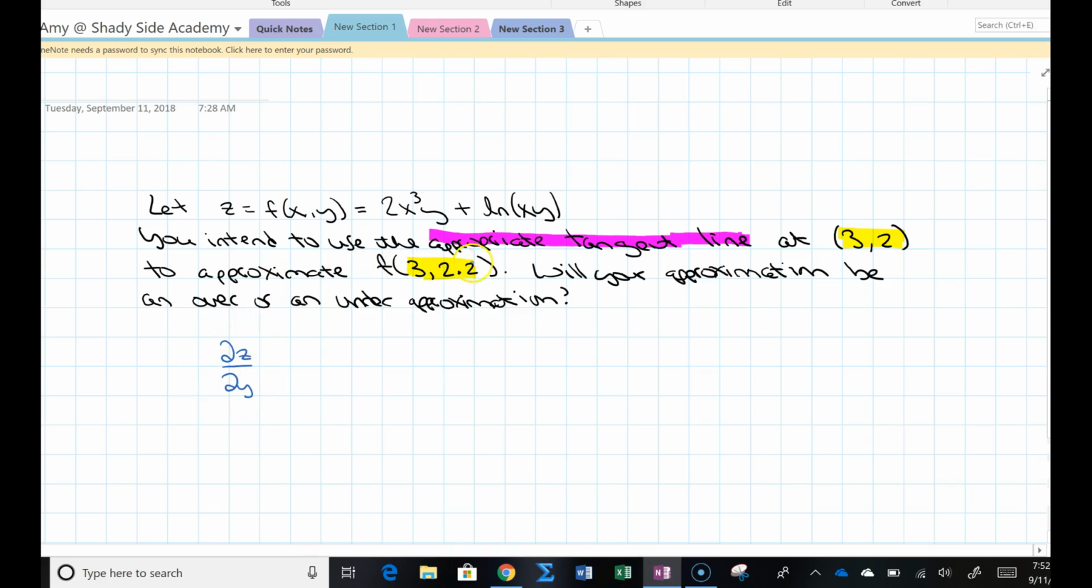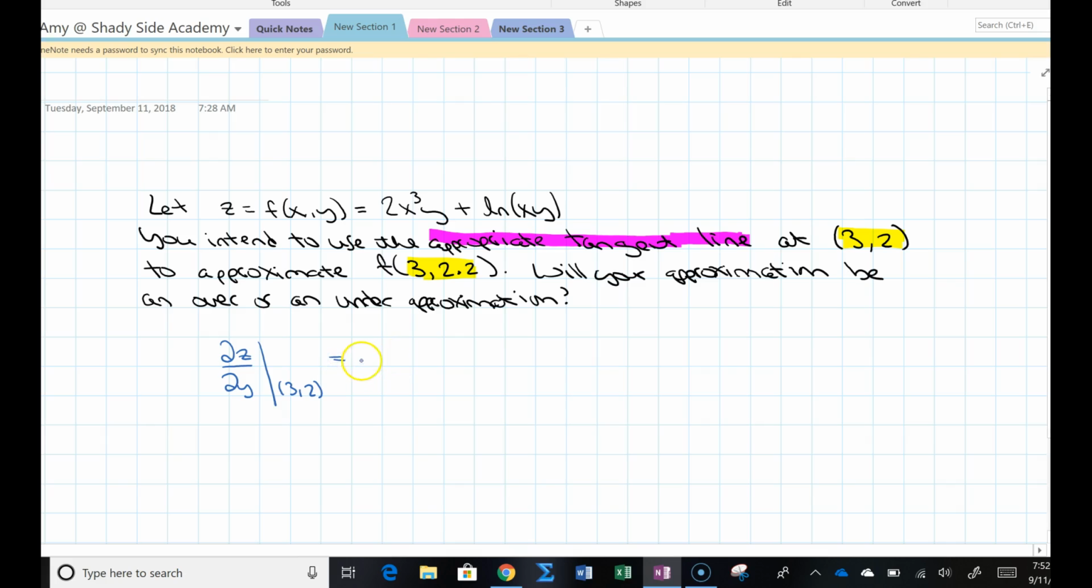If I asked you to find the equation of the tangent line, actually let's add that piece just to make sure that we shake off the Monday morning groggies. Find the appropriate tangent line, the equation of the appropriate tangent line, and then determine whether your approximation will be over or under. So when we go about doing this math here, the critical computation is dz by dy at that point 3, 2, okay?